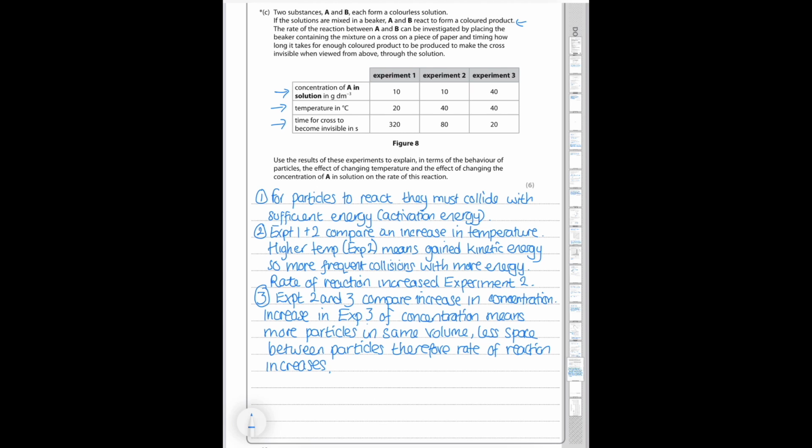So for the second part, where we are comparing experiment 2 and 3, we can see that experiment 3 has a greater concentration of A in solution compared to experiment 2. And if we increase the concentration, that means there's more particles in the same volume, there's less space between them, so the frequency of collisions increases, therefore the rate of reaction increases.